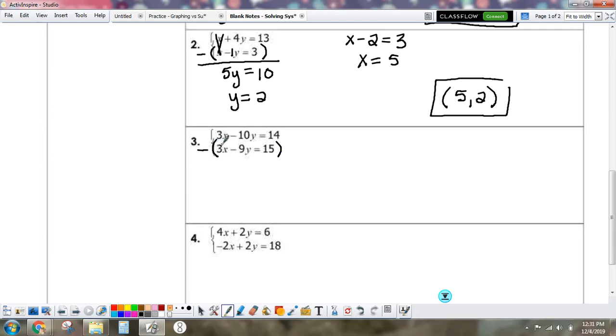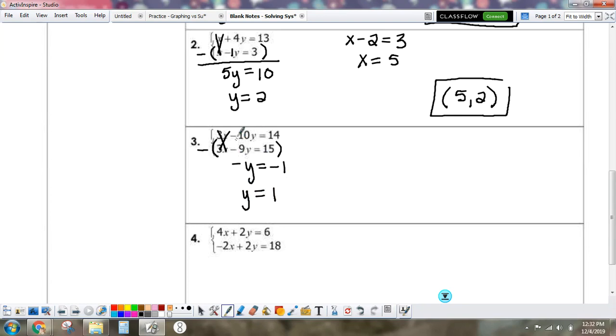3 minus 3, okay, we know that's 0. Negative 10 minus a negative 9, so negative 10 plus 9. Negative 10 plus 9, I know, is negative 1. Okay, so I'm just going to write that as negative y. And then 14 minus 15 is negative 1. Divide both sides by negative 1, and I get y equals 1.